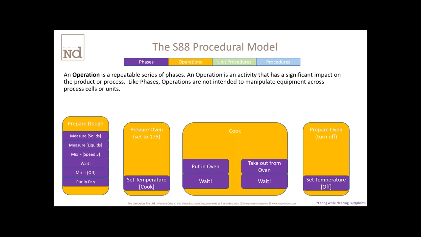So an operation is a repeatable series of phases. And an operation is defined as an activity that has significant impact on the product or process. Like phases, operations aren't intended to manipulate equipment across process cells or units. So for example, the prepare of an operation is the same operation, but with different set points. Like I mentioned earlier, you kind of divorce CPPs and other parts out because of this separation of the three models that are there. This creates a significant change in the process by effectively changing the equipment state. And because of S88's decoupling of physical, process, and procedural models, this can actually be identical code. You're just running it with a different set point.